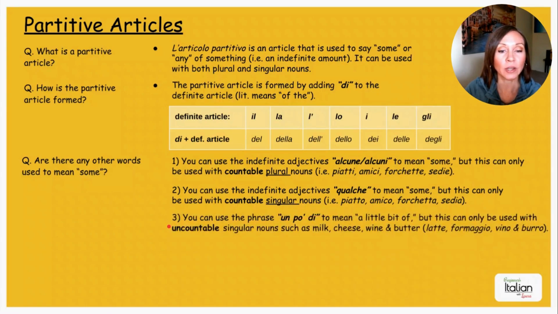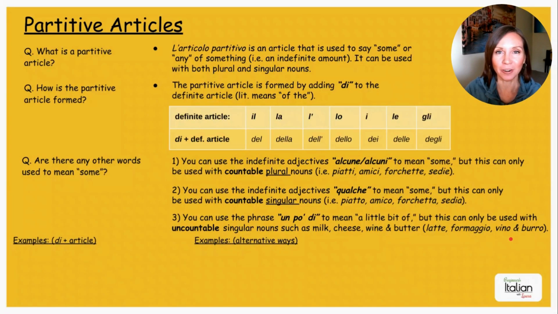Or number 3, you can use the phrase un po' di to mean a little bit of, but this can only be used with uncountable singular nouns such as milk, cheese, wine, and butter. Okay, latte, formaggio, vino e burro.